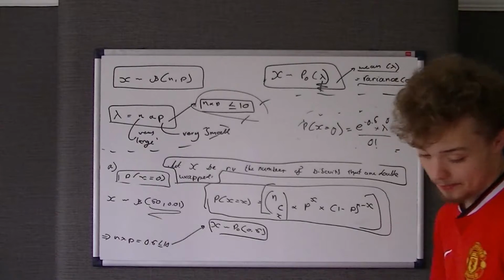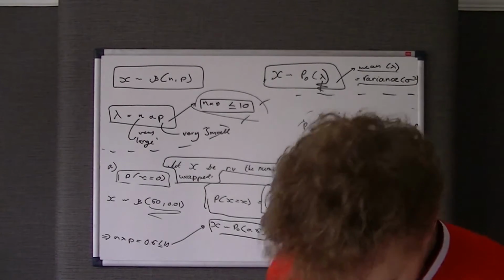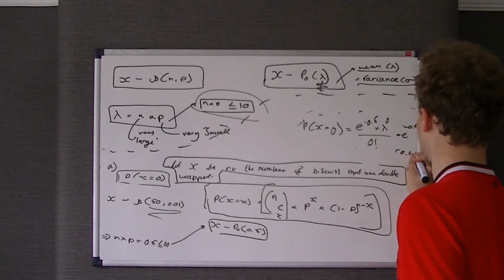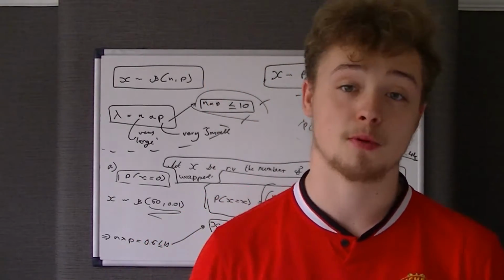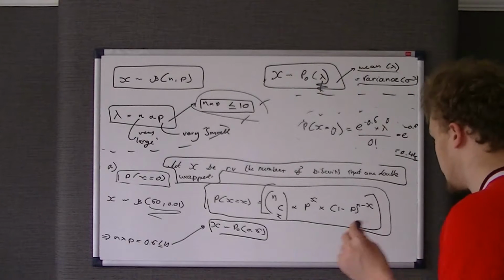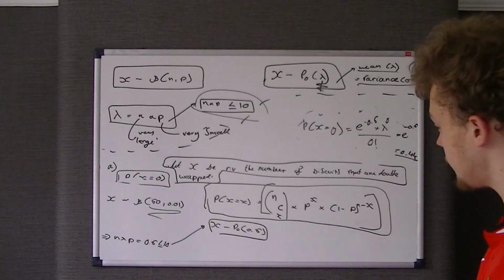And if you put that in your calculator, you should get a value of 0.44, I think it is. Obviously you round it to however many decimal places or significant figures it asked you to in the question. So that's one type of question.